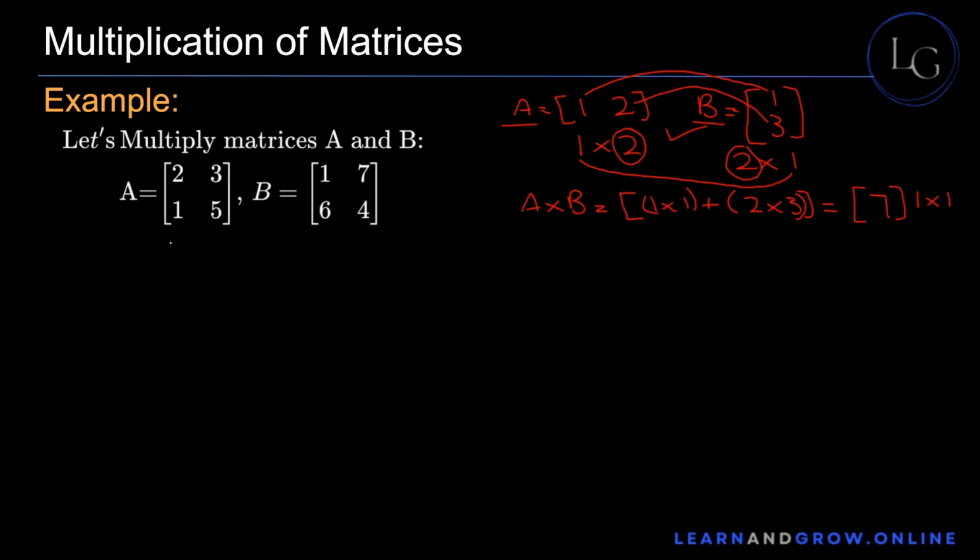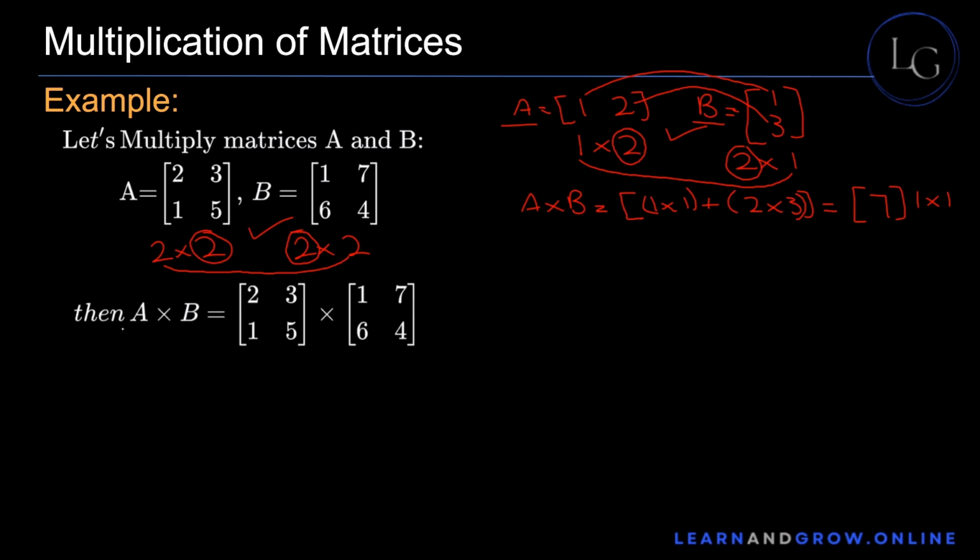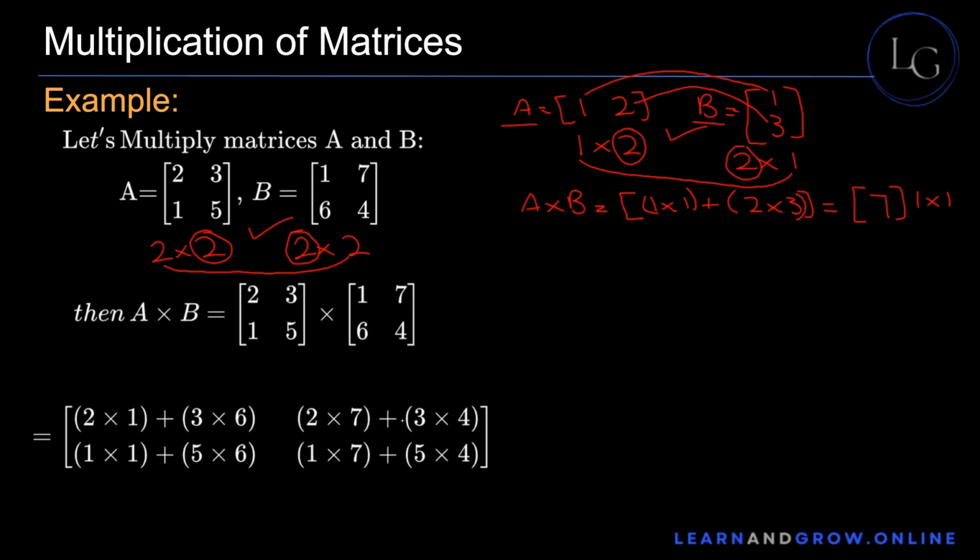Let's find A multiplied by B. First, let's see if they are suitable for multiplication. So A here is of the order 2 by 2. B here is also of the order 2 by 2. So the number of columns of A is equal to the number of rows of B. So they're indeed suitable for multiplication. And the resultant matrix will be of the order 2 by 2, because it will have the number of rows of A and the number of columns of B. Let's just see. See here, this matrix is of the order 2 by 2.